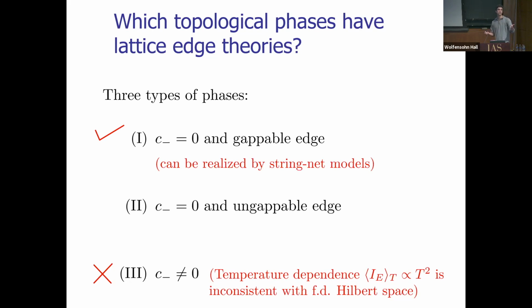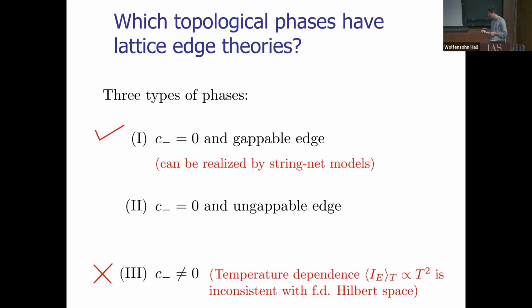You can think of them as generalizations of the Toric code. And just like the Toric code has a lattice edge theory, these models, which are exactly solvable lattice models, you can construct a lattice edge theory for all of them. It's not hard. So as long as this is true, that these can be realized by string net models, then it follows we'll be able to build a lattice edge theory for all of them. So this case is easy, this case is hard.